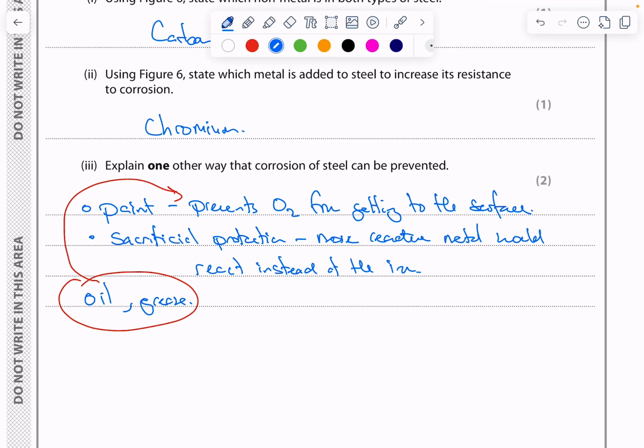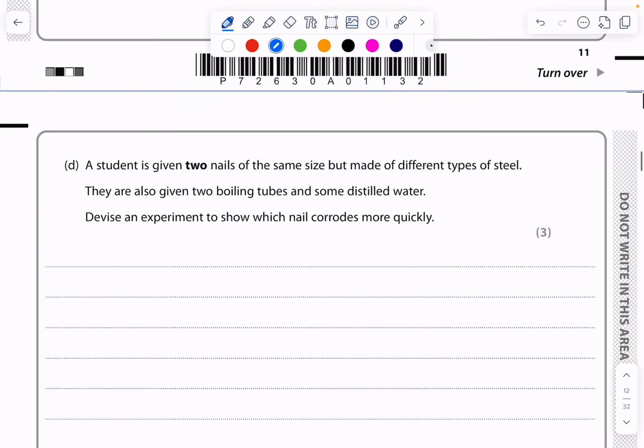You could also say, we talked in class about galvanizing. So if we cover it with a protective layer of zinc, then it prevents it from reacting. So zinc layer protects the iron. Okay, you only need to give one of those options, but I'm giving you a few different ones just in case you do go down a different route.